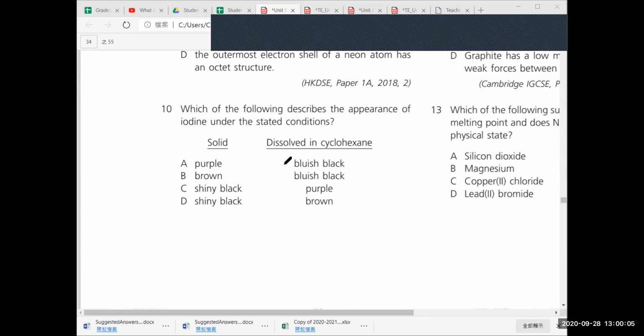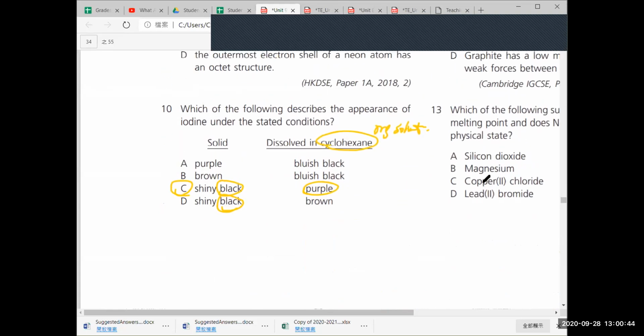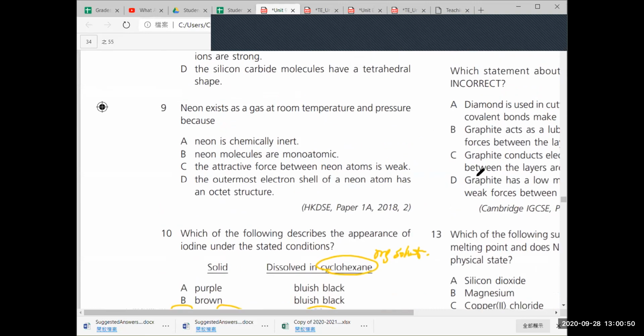I just told you. Solid, which is black. How about dissolving in cyclohexane? Cyclohexane is a type of organic solvent, so it is said to be purple. Okay, the answer is C. How about number 10? Number 10, and then let's see the next question. It is question 9. I'll just skip that.